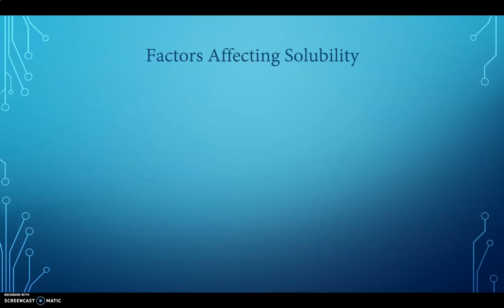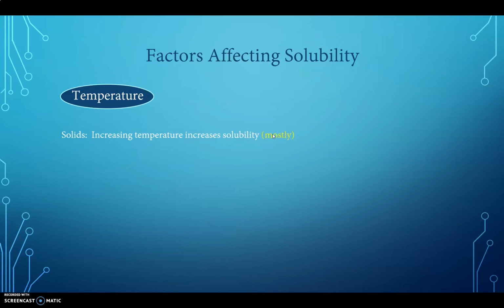There are a couple of factors that can have a pretty significant effect on solubility. The first one of those that we've talked about a little bit already is temperature. When we were talking about sugar just a couple of minutes ago, we found that temperature did have a pretty significant effect on the solubility of sugar. So for solids, the general rule is that increasing the temperature will increase the solubility. That's not always true, but most of the time. There are some rare exceptions where increasing temperature actually makes a solid less soluble, but that's very uncommon.